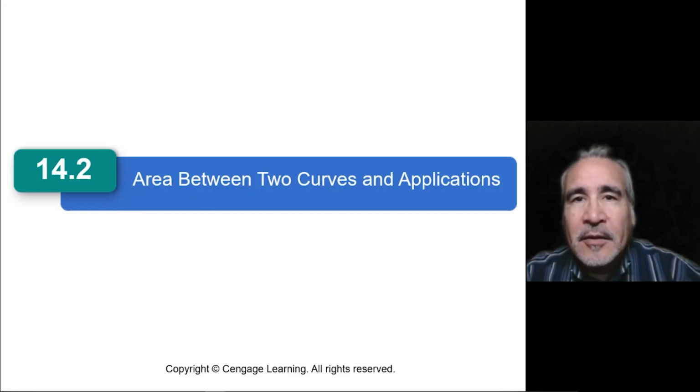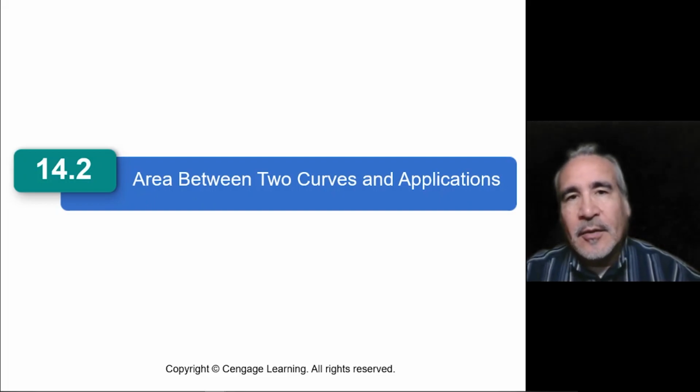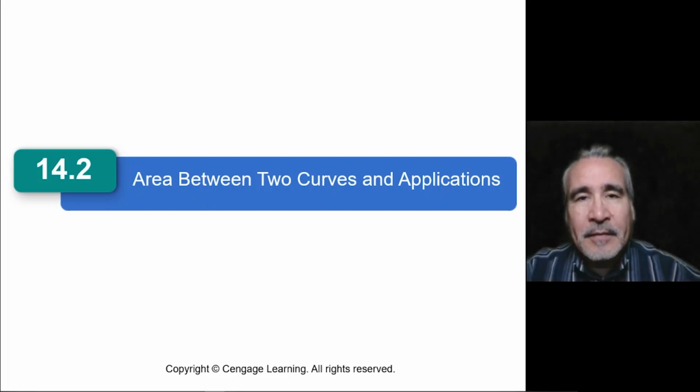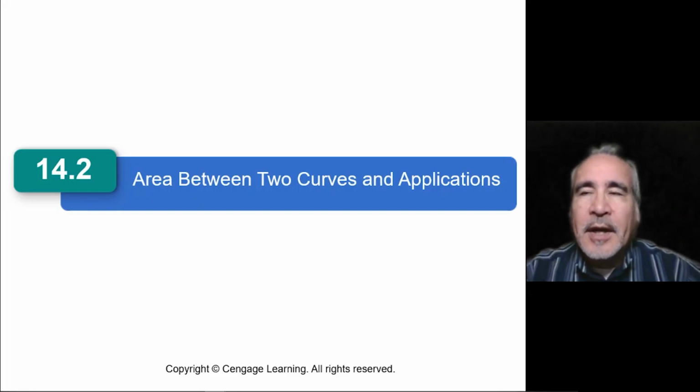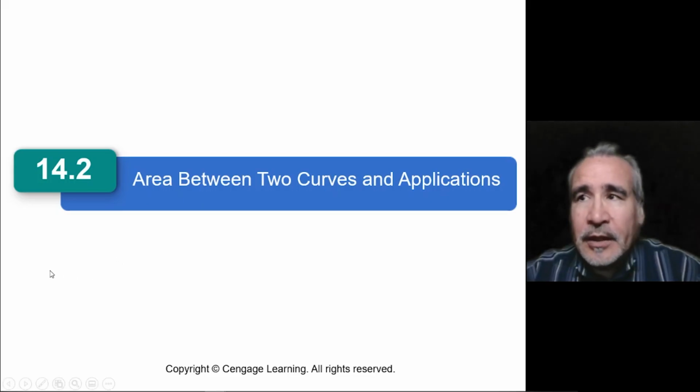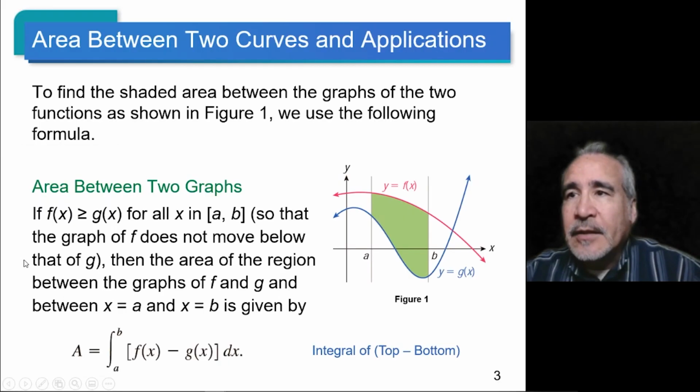Profit is not something you necessarily find directly. You really have two separate processes. You have a cost process and you have a revenue process. And the difference between those two is what will determine your profit. So let's look at the mathematics behind this, how we can go about finding the area between two curves.